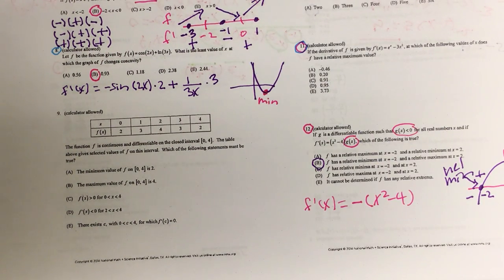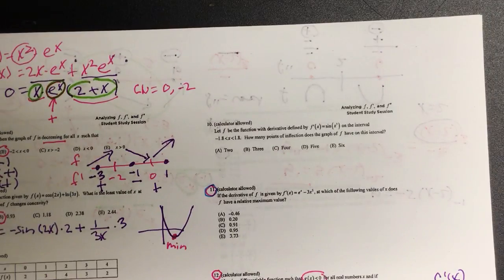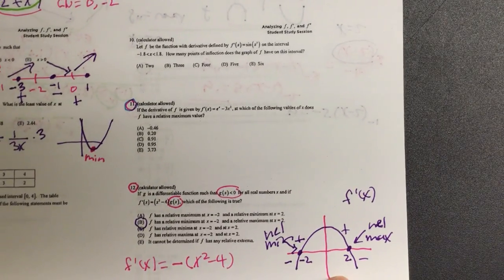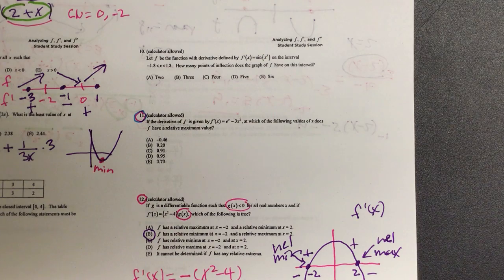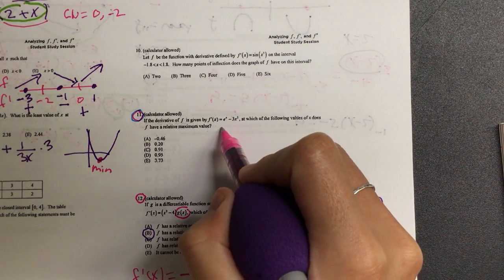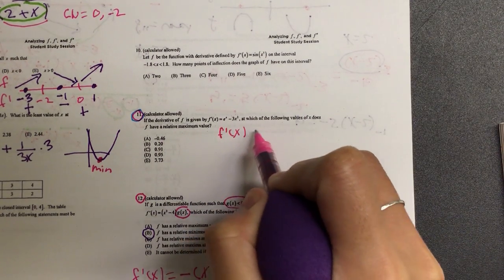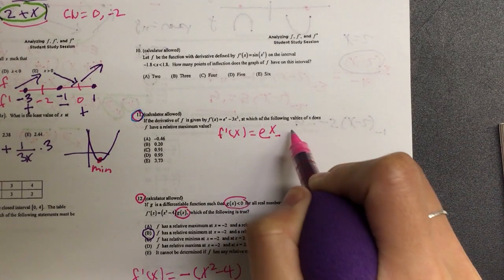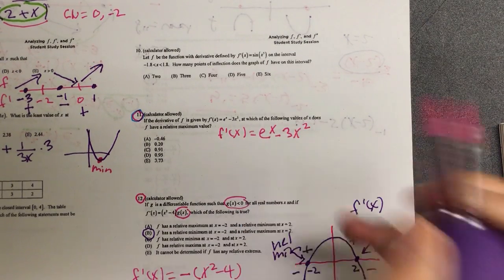All right, now let's go to number 11. Colin, let's read number 11, please. If the derivative of f is given by f prime of x is equal to e to the power of x minus 3x to the power of 2, at which of the following values of x does f have a relative maximum value? So let's rewrite this. F prime is e to the x minus 3x squared.